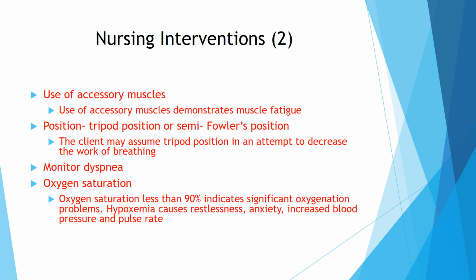We are going to monitor their difficulty breathing. We are going to monitor their breathing pattern. An oxygen saturation less than 90% will indicate significant oxygenation problem. This hypoxemia will cause restlessness, anxiety, increased blood pressure, increased pulse rate. They are going to be anxious. So not only are they going to have this anxiety because of the medications and what the medications may be doing, but also because of the difficulty breathing. So their blood pressure is going to be elevated, their pulse rate is going to be elevated.